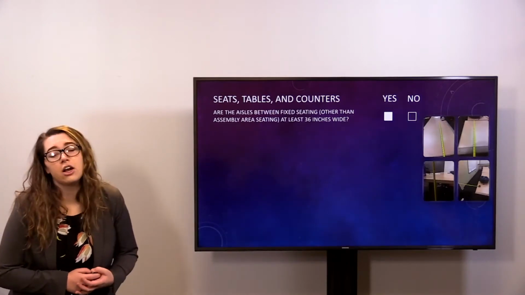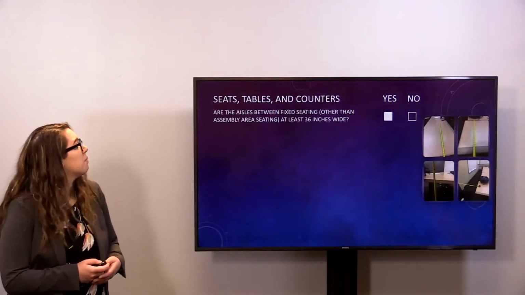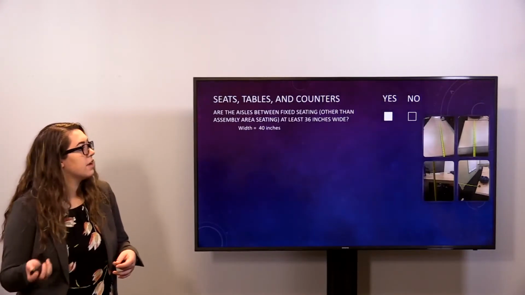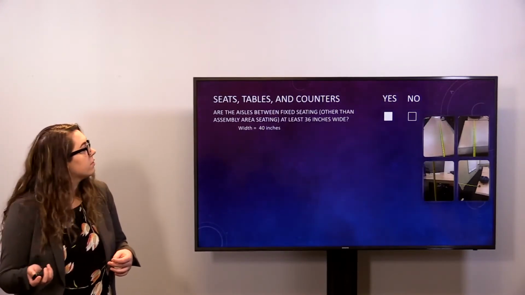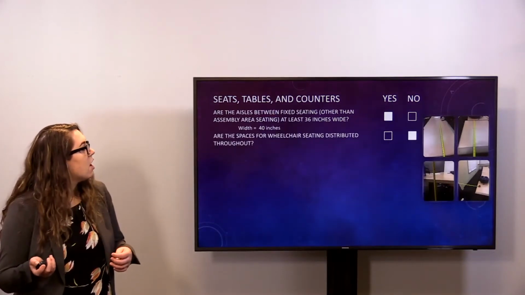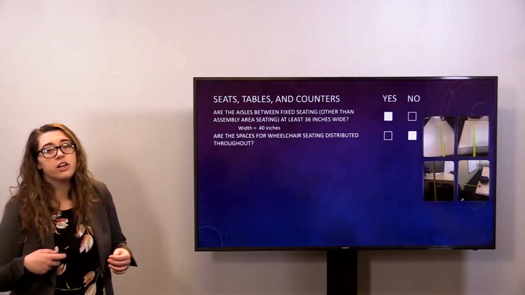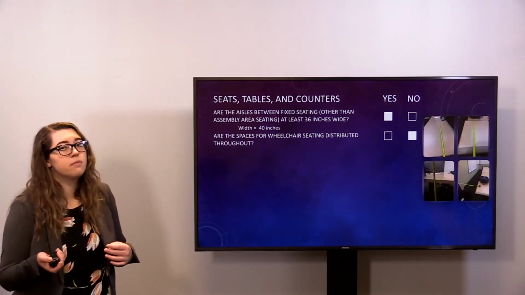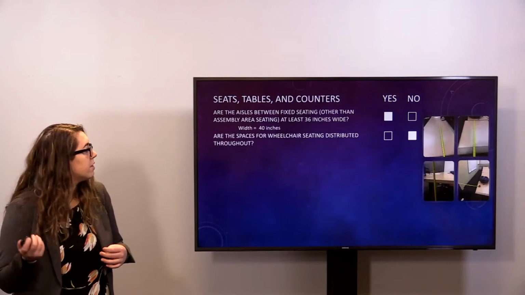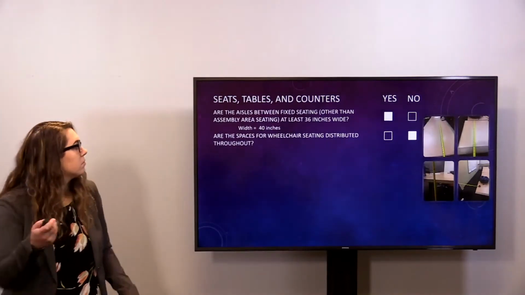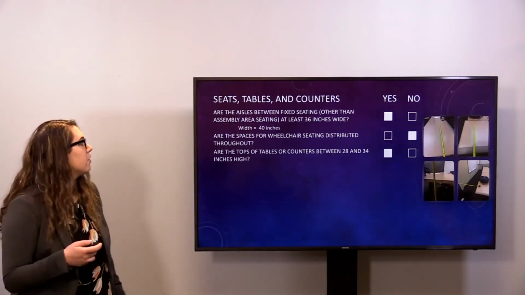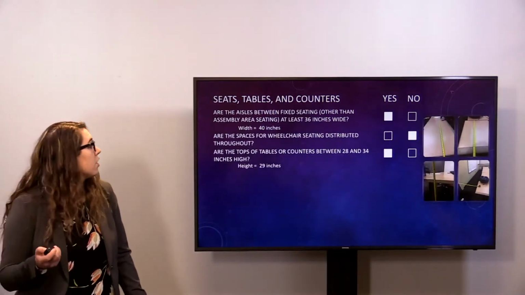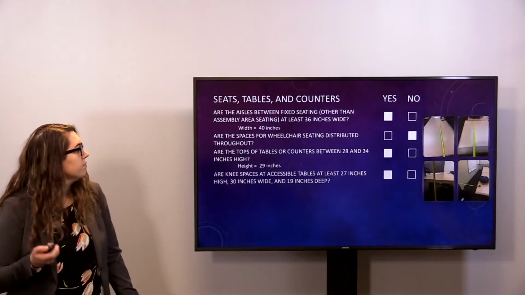And finally on to seats, tables, and counters. So this is just asking, are the aisles between fixed seating at least 36 inches wide, and they're 40 inches between them, so that passes. There are not spaces for wheelchair seating that are designated to be distributed throughout. There easily could be, but the room does not have any designated to be. Are the tops of tables or counters between 28 and 40 inches high? And they are 29 inches.